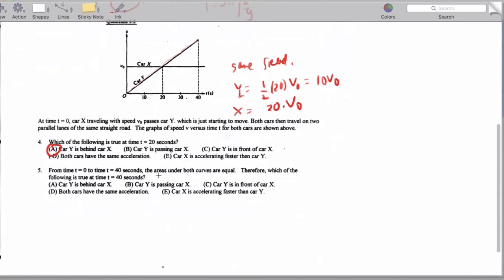Now, from time equals 0 to 40, the areas under both curves are equal. Therefore, the following is true at time equals 40 seconds. Finally, car Y is able to pass car X because it catches up to it.